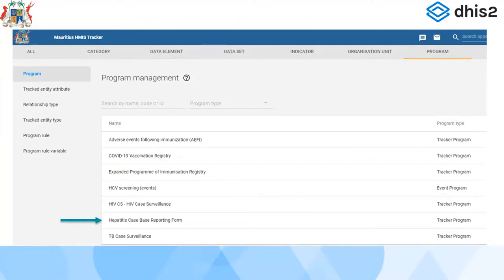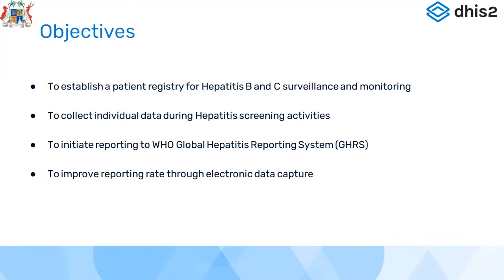These are some screenshots of our Mauritius HMIS Tracker in DHIS2. The objective for DHIS2 is to integrate hepatitis C surveillance, indeed for a patient registry. The existing patient registry was on an Excel, and in fact, it was a bit difficult for us to capture all and to report timely for these cases. That's why DHIS2 was used to collect individual data to initiate reporting for WHO.